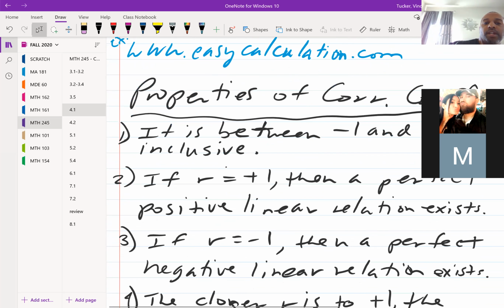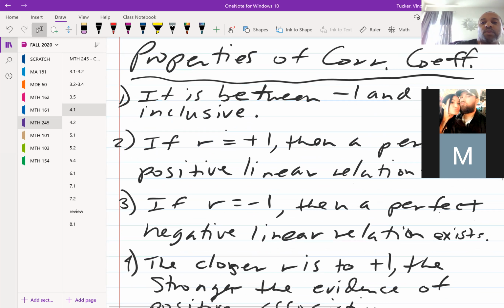Okay, good. All right, so now we're looking at the properties of the correlation coefficient. As far as the stuff that you guys have, some of you need it, some of you may not, but you'll be all right.